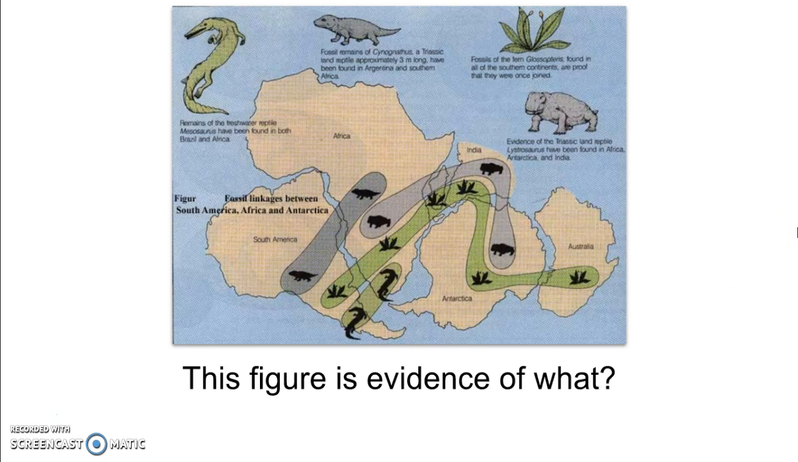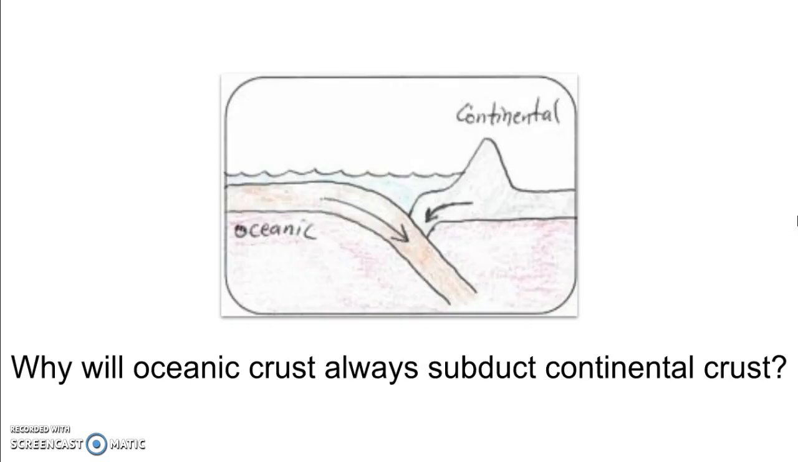This figure is evidence of what? Well, this is our plant and animal fossil locations matching between different continents that today are thousands of miles apart. So this supports the idea of continental drift. Number 11, one more to go after this.